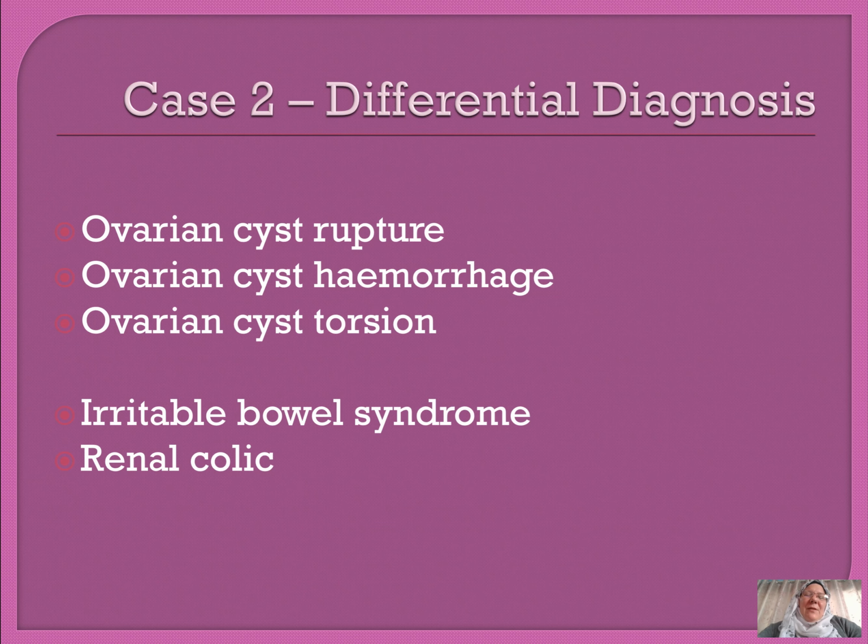It can be there after cyst hemorrhage, cyst rupture, sometimes torsion. The pain she has might also have been due to irritable bowel syndrome or renal colic, but this is less likely in the kind of how she presents. An ovarian pathology is more likely here.